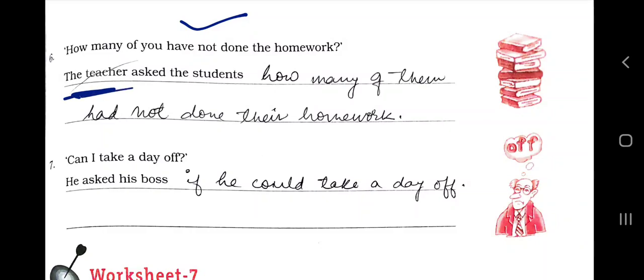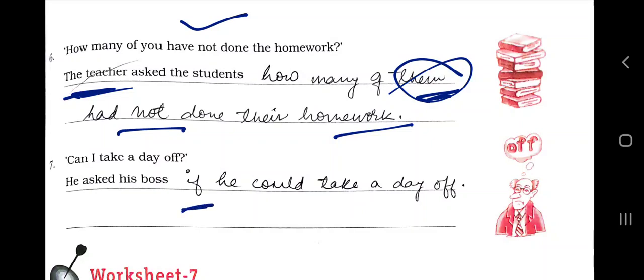The teacher asks the student, how many of them had not done their homework? Them stands for students. Can I take a day off? He asked his boss if or whether he could take a day off. He stands for the person who is asking for the day off. एक दिन की छुट्टी जिसको चाहिए उसके लिए आ रही है.